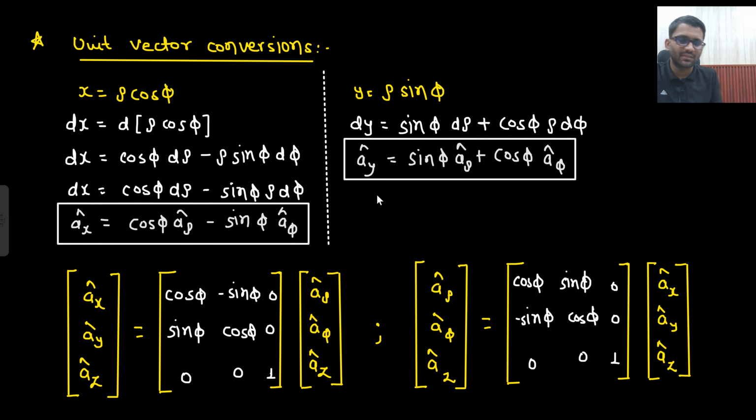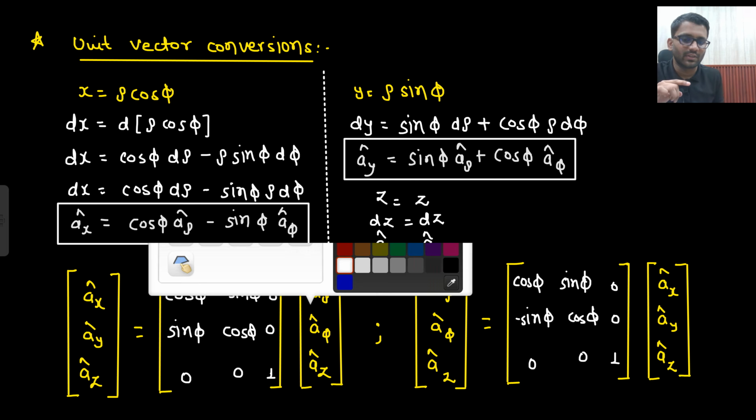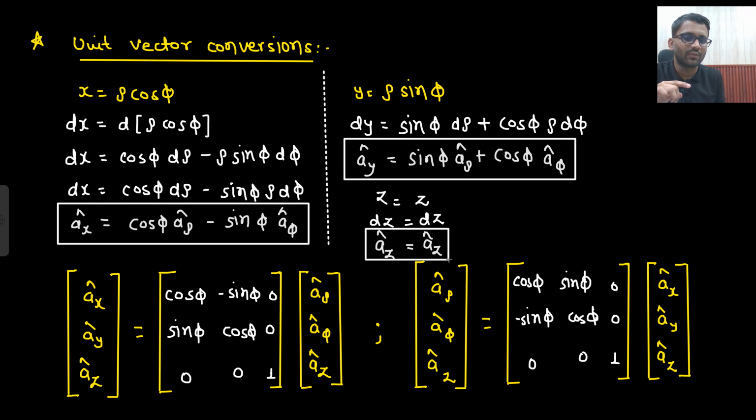What about z? z equals z only. x equals rho cos phi, y equals rho sin phi, z equals z. So dz equals dz. Partial differentiation I am taking. If I am working with small signal length dz, that means I am working in az direction. Here also I am working in az direction. So az is equal to az. You can match the formulas.